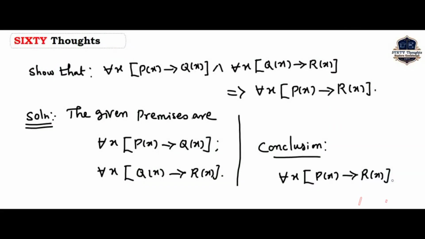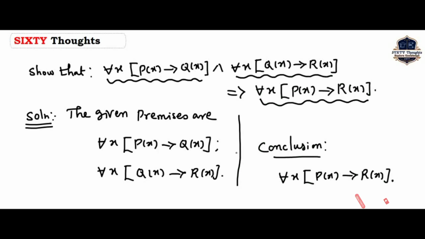First we write the given premises. What premises are given? Only two premises are there. This is our first premise, this is our second premise. Therefore the given premises are for all x, p of x then q of x, and for all x, q of x then r of x. This is the conclusion statement: for all x, p of x then r of x.